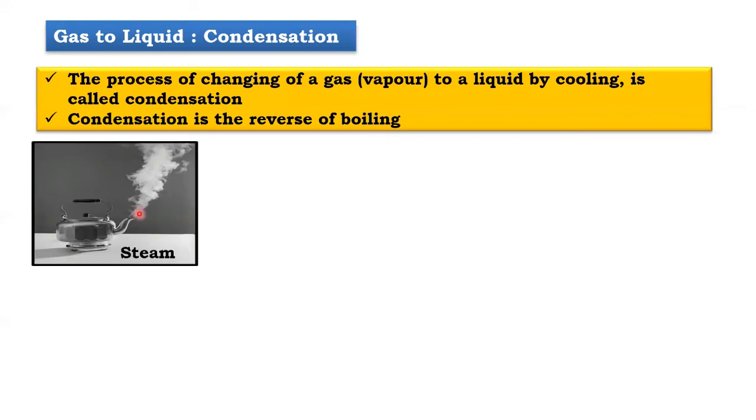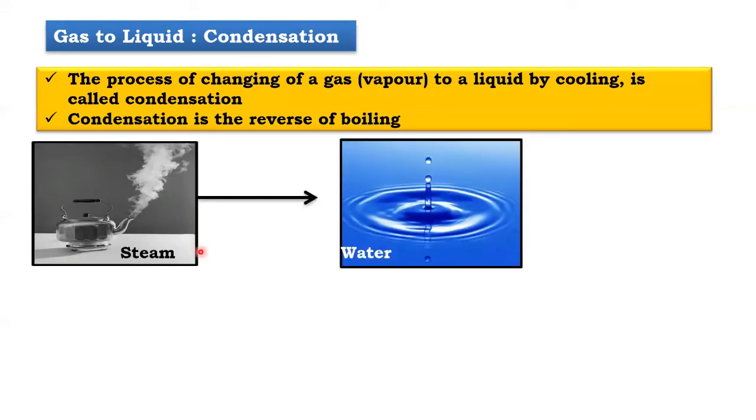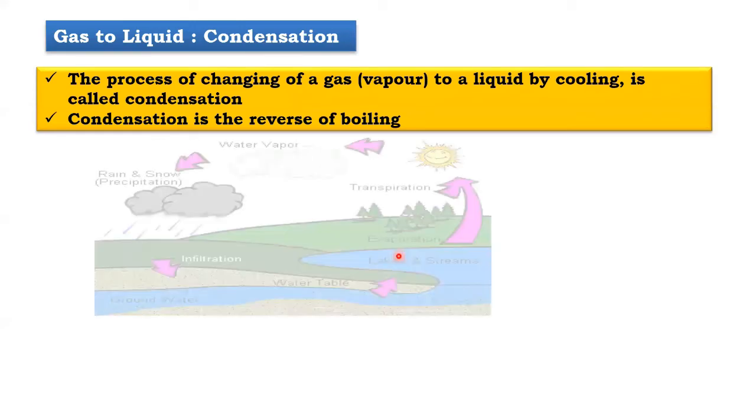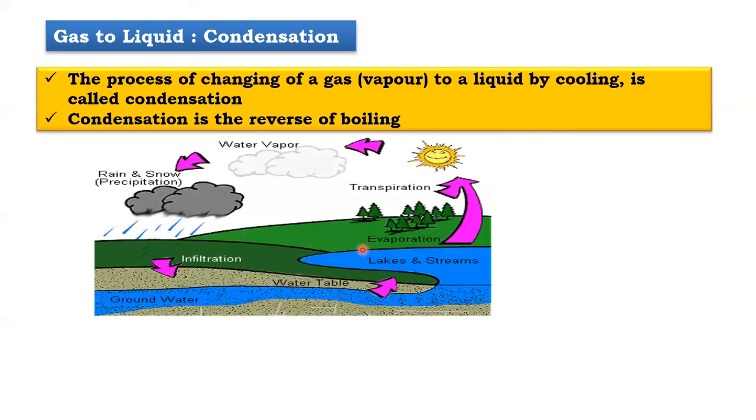Okay. So formation of steam. That steam can be converted into water by cooling it down. The water cycle can also take place only because of condensation taking place higher up in the sky. I hope you have understood everything properly till now. Let's move ahead.